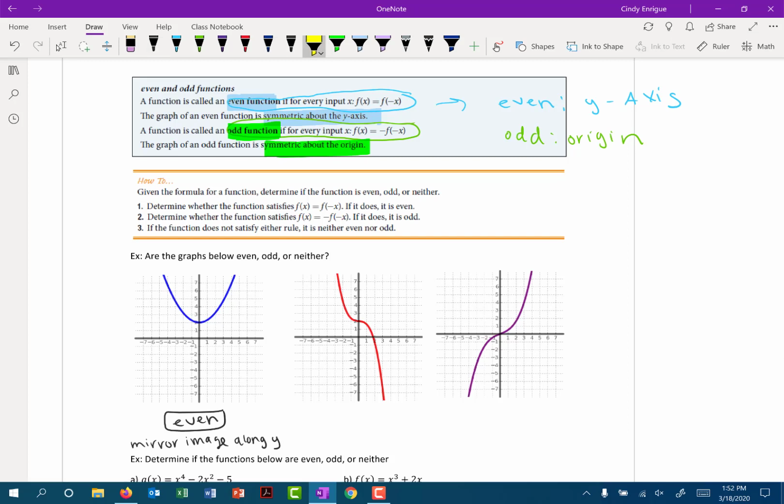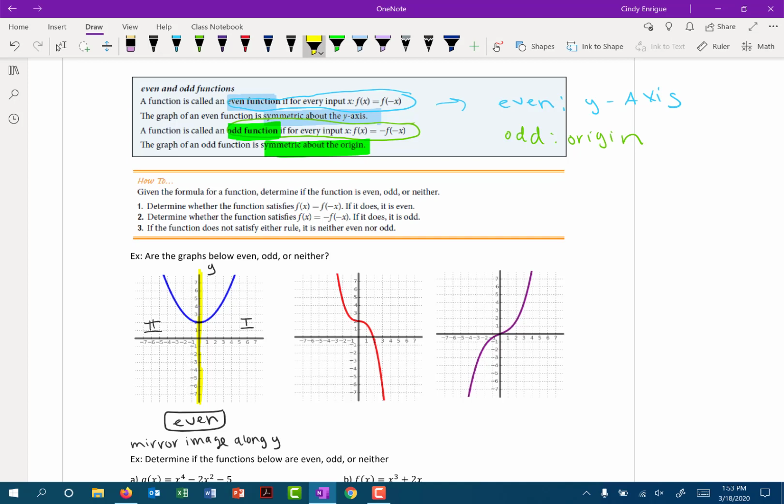So just remember, it's the mirror image along the y-axis. Okay. So this side looks exactly like this side. So quadrant 1 looks the same as quadrant 2. Those look exactly the same, the mirror image of each other. So now, let's think about this graph in the middle.